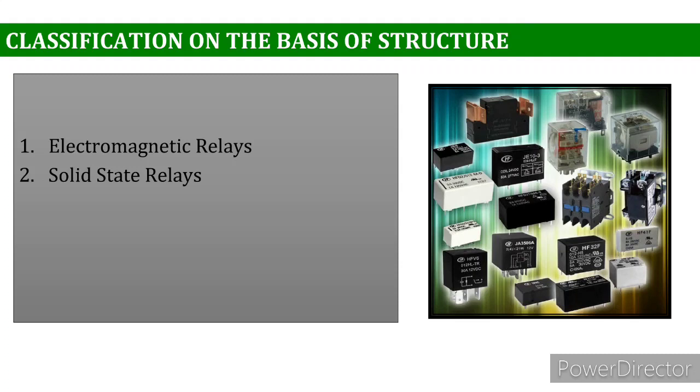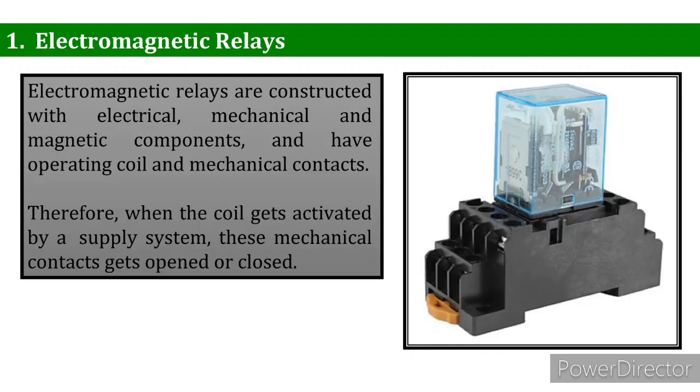If we first talk about classification on the basis of structure, we have two main categories. There are other categories, but the two major categories are electromagnetic relays and solid state relays. The first type is the electromagnetic relay.